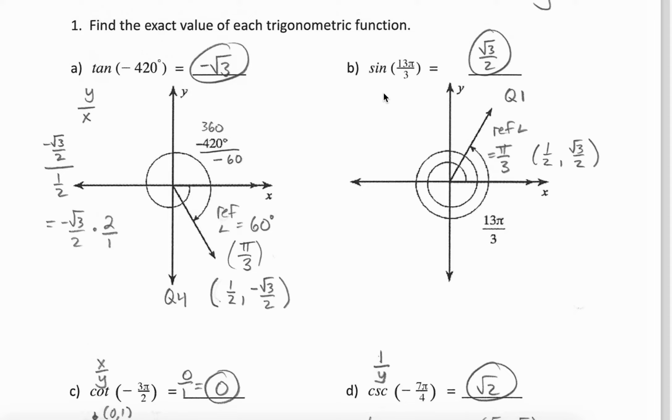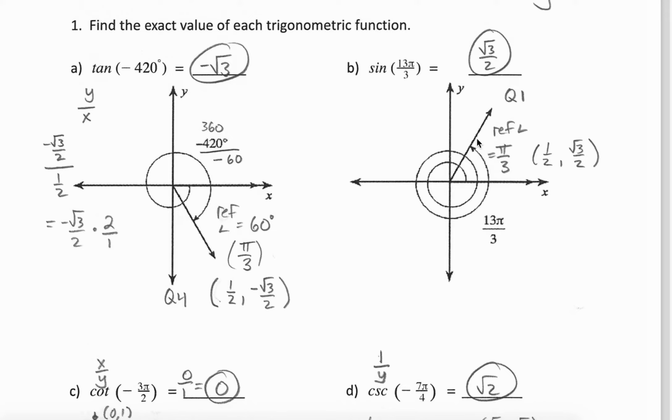Let's do another one over here, sine of 13 pi over 3. If we sketch it out, 2 pi is going to be a full rotation. So this would be 6/3. And then another full rotation would be 12/3. And then plus another pi over 3. That gets us to 13/3.